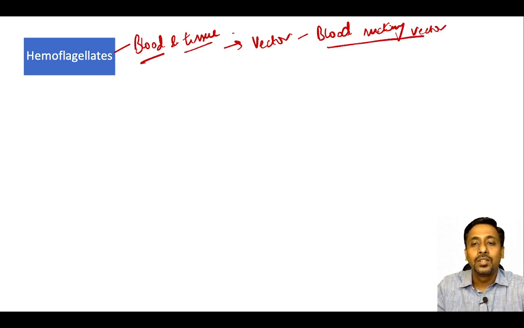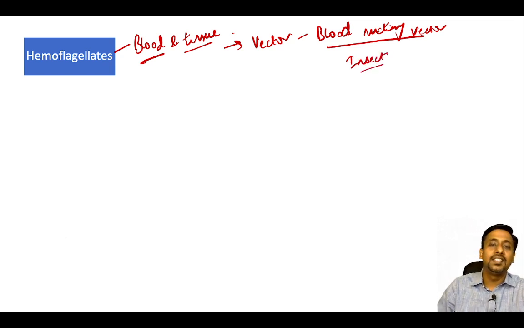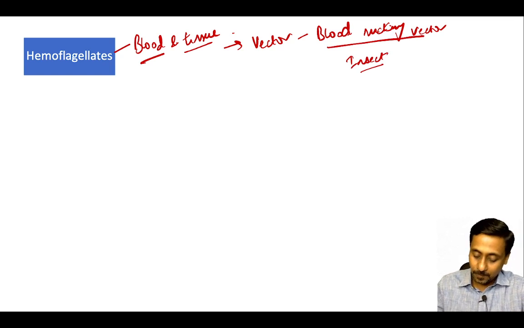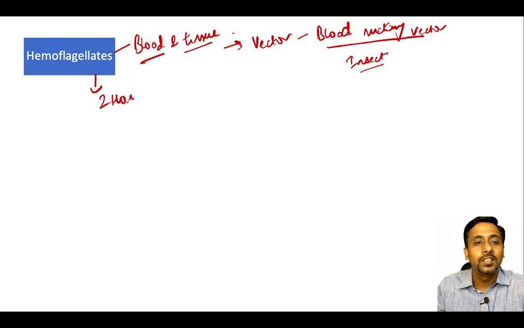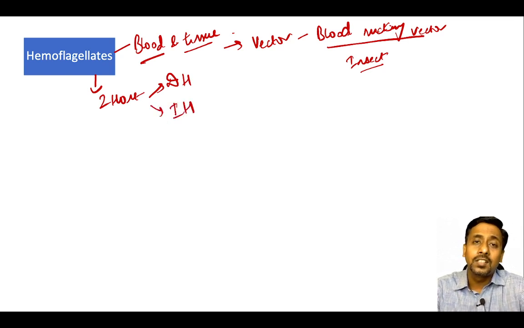So the vector is an insect, and because of this reason they have got two hosts. Definitely one may be a definitive host and the other an intermediate host. But in hemoflagellates, no sexual reproduction occurs, there is no adult worm, and there is no larval stage. Then how do we differentiate which is the definitive host and which is the intermediate host?